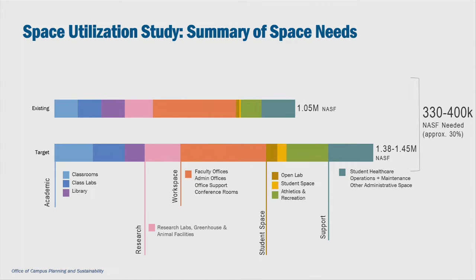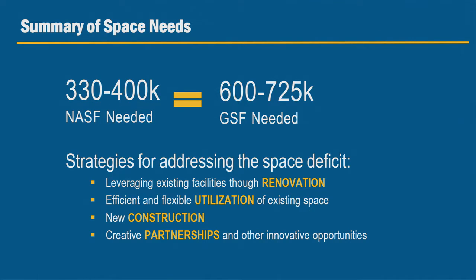The longer we can have our students stay on campus and be here, the better chance we have at them being successful in their educational career. So in summary, for what we do on campus right now, we need about 600,000 to 700,000 gross square feet. How we're looking at doing that is leveraging the existing buildings through renovations, looking at how to use our space more efficiently, maybe some new construction, and also developing partnerships with other innovative opportunities, possibly P3s.